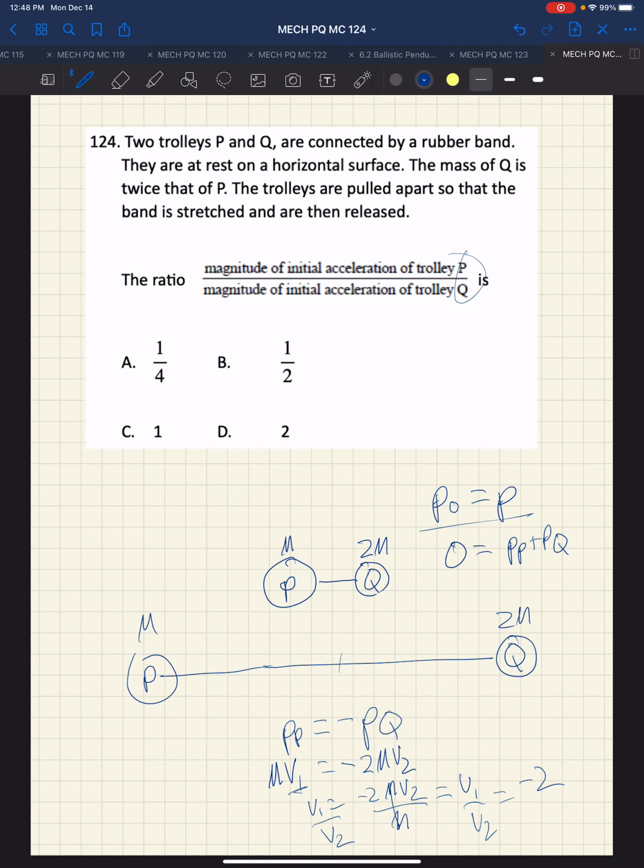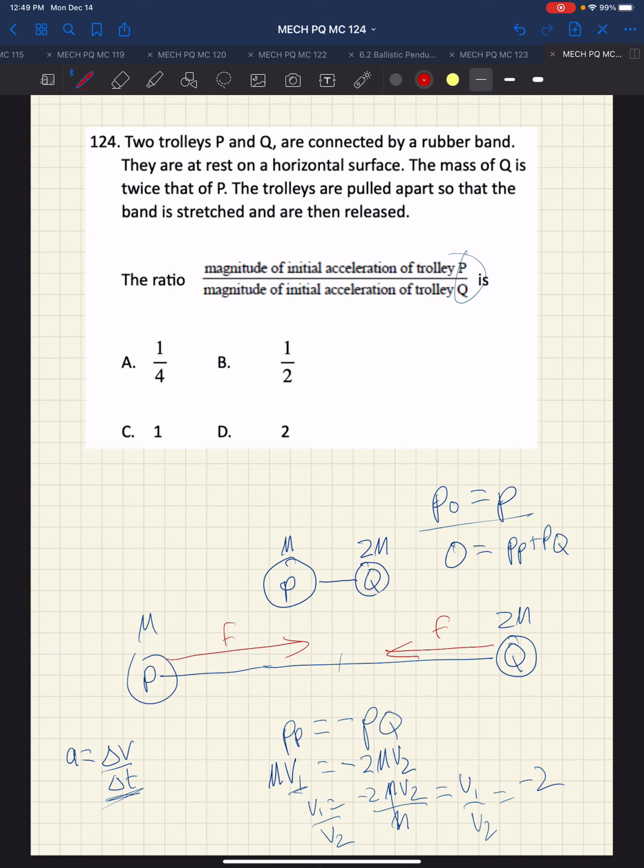But they're not asking for the ratios of the velocities, they're asking for the ratios of the accelerations. Well, acceleration is delta V over delta T. So we know the delta V is twice as much. The question is, how do the delta T's compare? Well, the particle Q is going to accelerate because it experiences a force, and particle P is going to accelerate because it experiences a force. The time of those forces are the same because it's the same rubber band force pulling them together and causing them to accelerate. So the T's are equal.